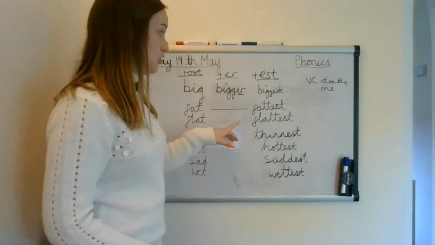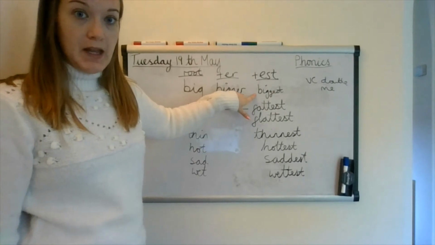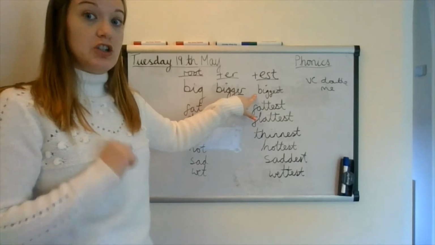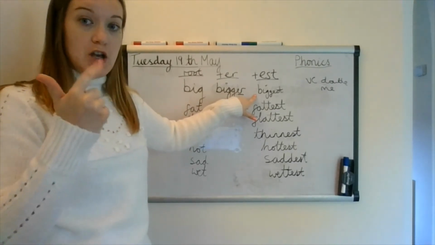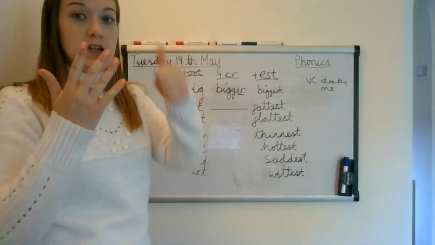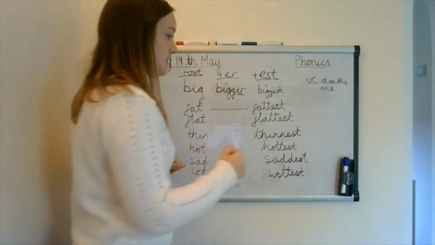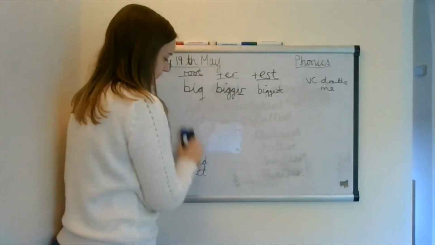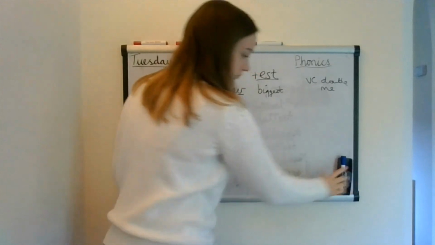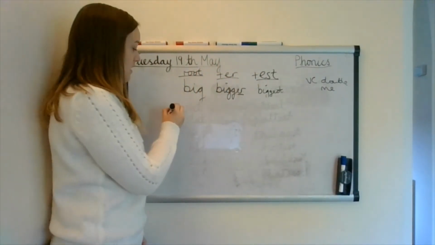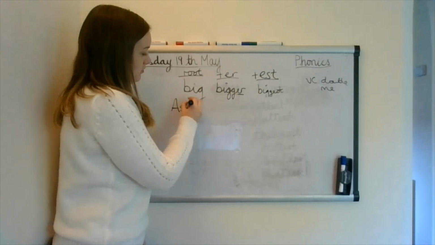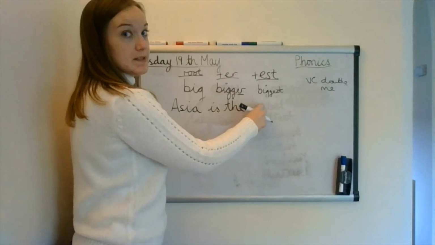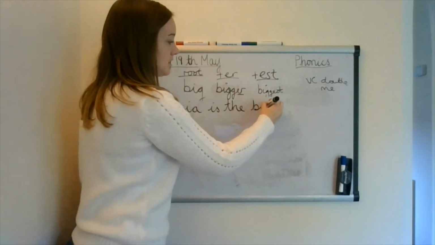Now I'm going to pick my first one, biggest, and I'm going to put it into a sentence that says, Asia is the biggest continent in the world. Okay, Asia is the biggest continent in the world. Okay, I need to give myself some space though. Okay, capital letter, Asia is the, then I'm going to use my word biggest there with my EST, biggest.